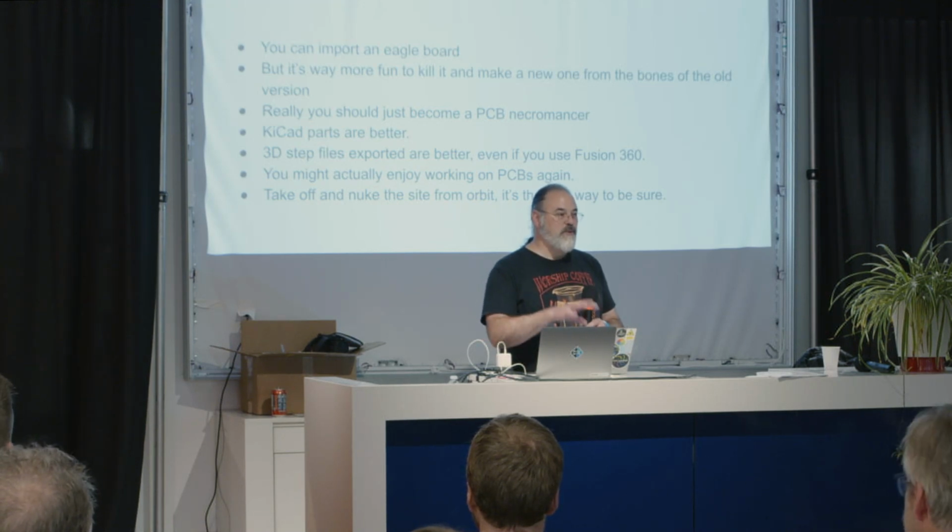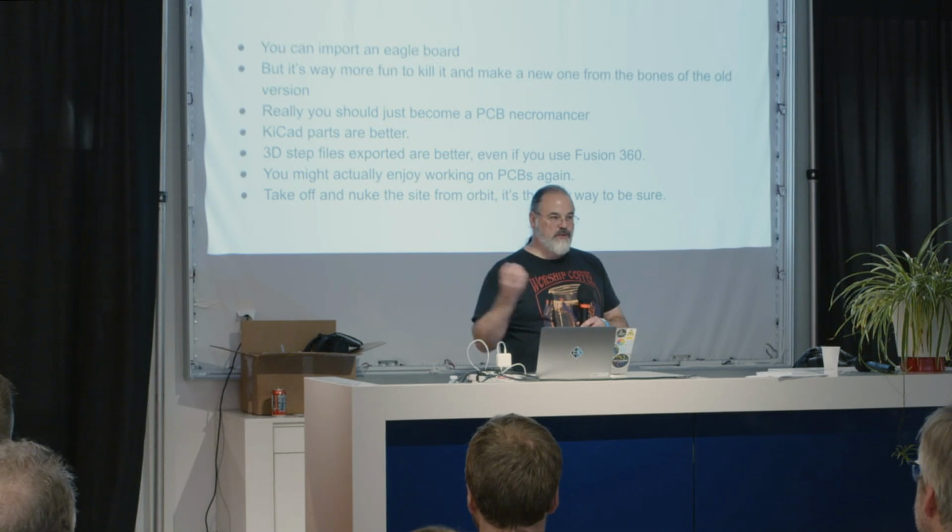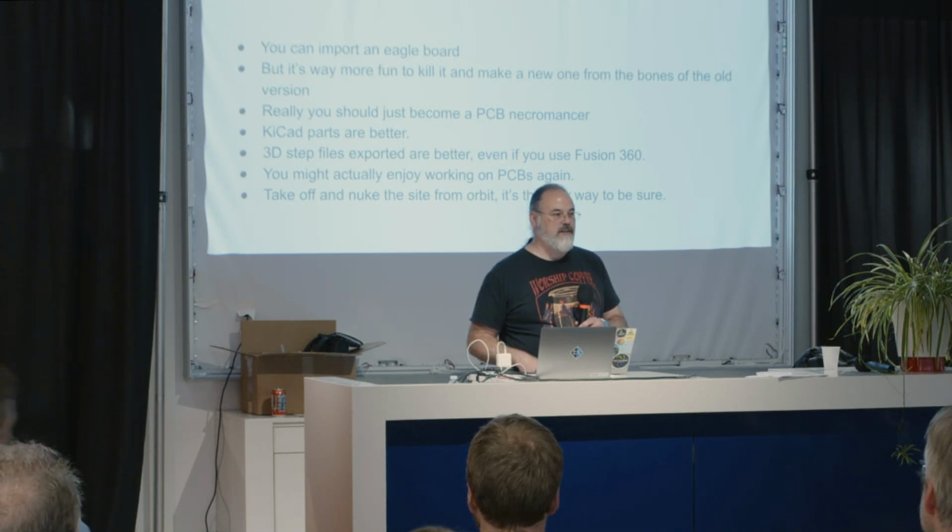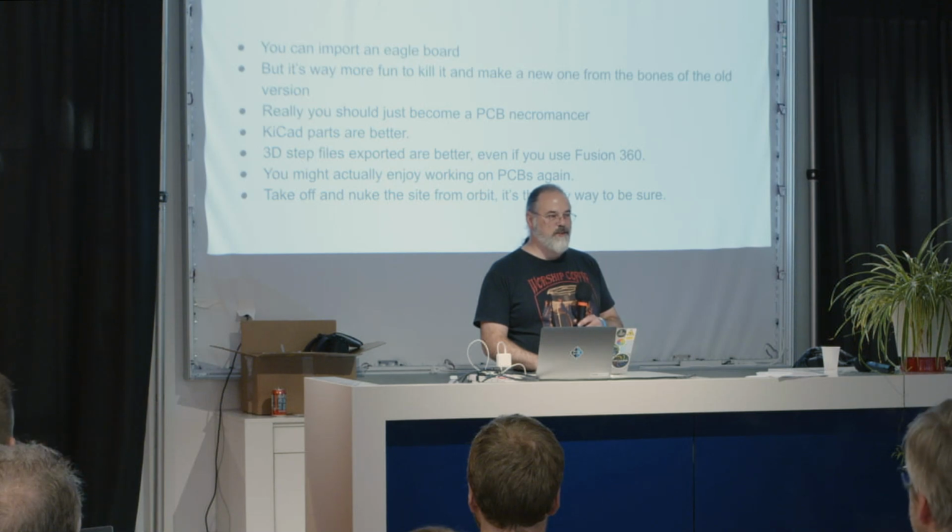So you can totally open up an Eagle file, and you'll still have all the same symbols and footprints and all that sort of stuff, or you can start tearing it out and replacing it with stuff that's just a little bit better. Of course, you can always just take off and nuke the entire site from orbit, right? Sometimes it's the only way to be sure.